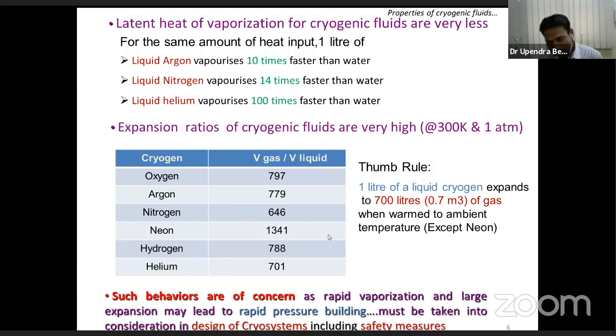You have seen the demonstration in a video by Professor Kostirangan, putting some cryogens in a plastic bottle and leaving it for some time. Because of low latent heat of evaporation and large expansion ratio, you could see how it just burst or exploded. So one must take these factors into consideration while designing a cryogenic system, including the safety measures. So you need special storage and transport systems, including the safety measures.